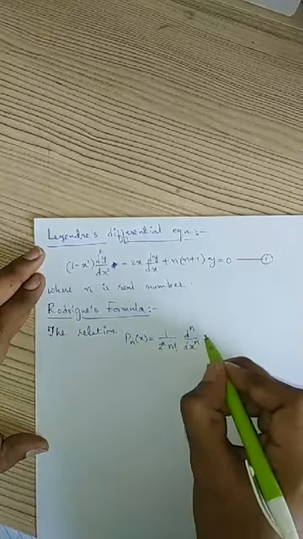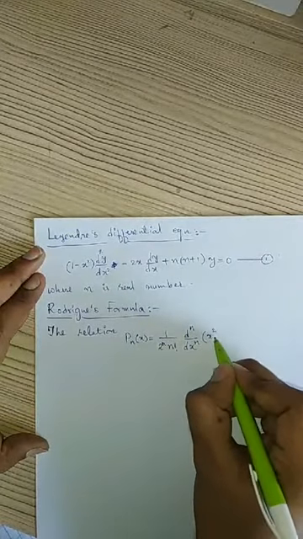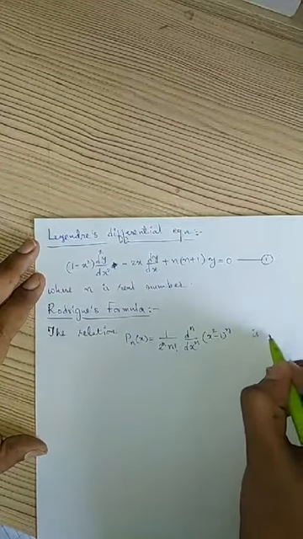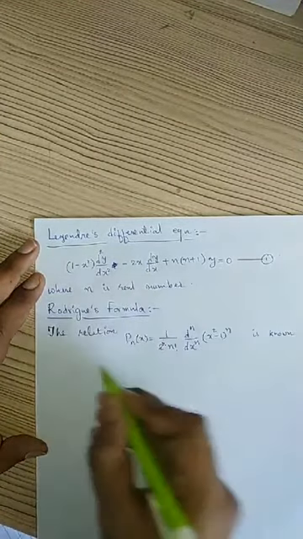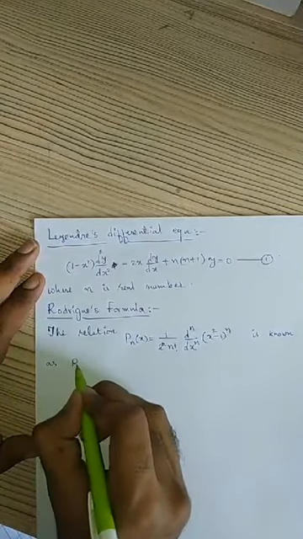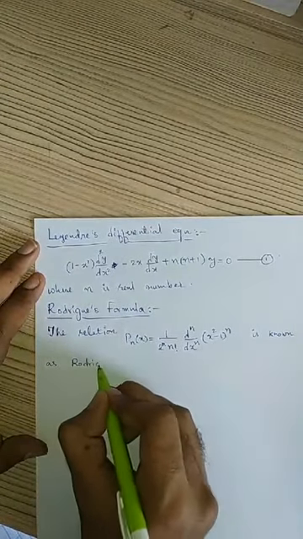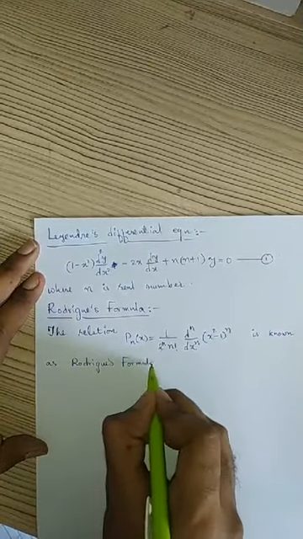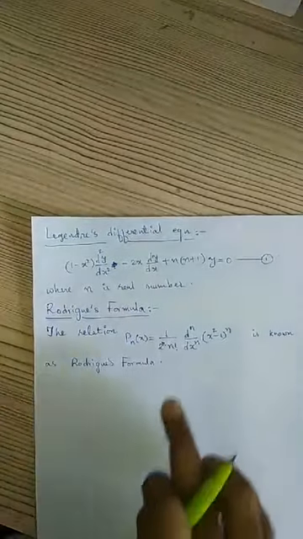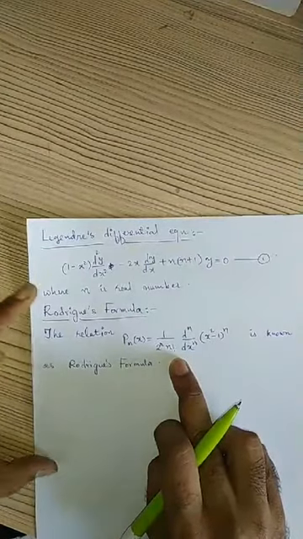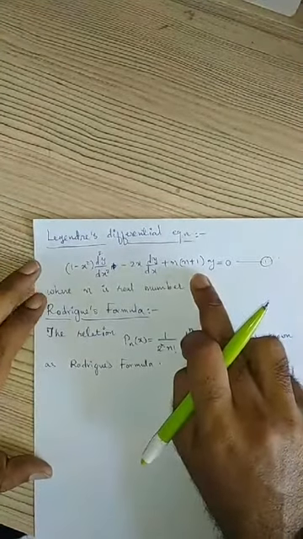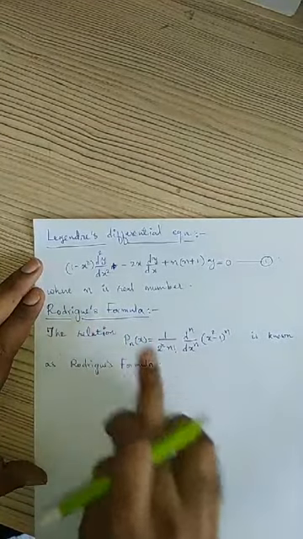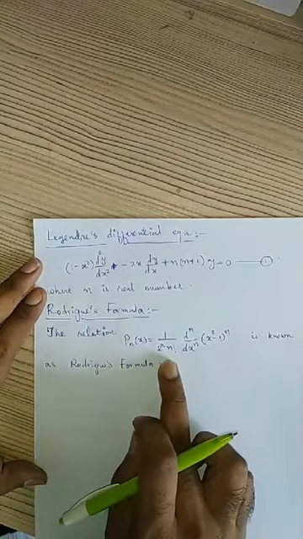d n by dx n, nth derivative of x square minus 1 whole power n. Actually this Rodrigues formula is the solution of this Legendre's equation. We don't have a proof for Rodrigues formula, we just have the formula itself.